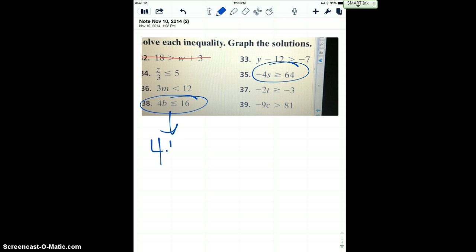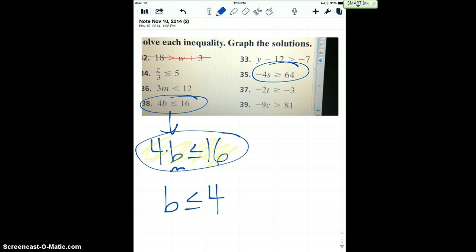4 times b is supposed to be less than or equal to 16. What you guys have to get in your minds is that this is the original problem. What we're trying to figure out is what are the solutions for b that'll make this original inequality true. So if we solve this algebraically, we would divide by 4 on both sides, and we end up with this.